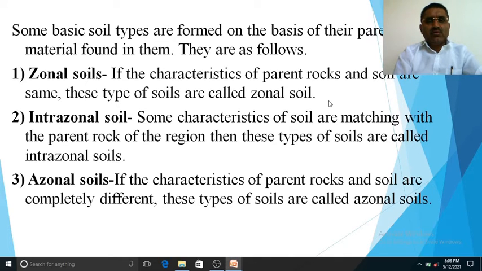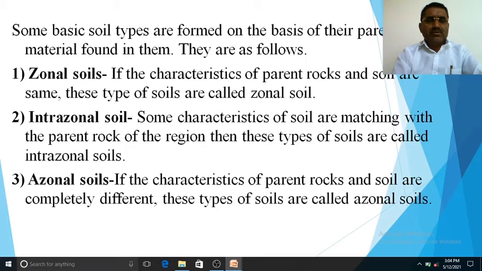An example: suppose in a particular region there is a basalt type of rock, and the same type of soil having the characteristics of basalt rock is found, then that type of soil is called zonal soil. Intrazonal soil: if some characteristics of the soil match the parent rock of the region, then this type of soil is called intrazonal soil. Means some characteristics are of another parent material, and some are of the regional material. Then that type of soil is called intrazonal soil.